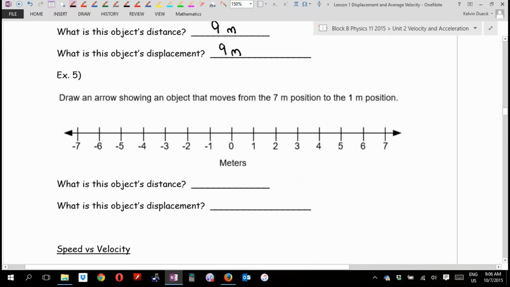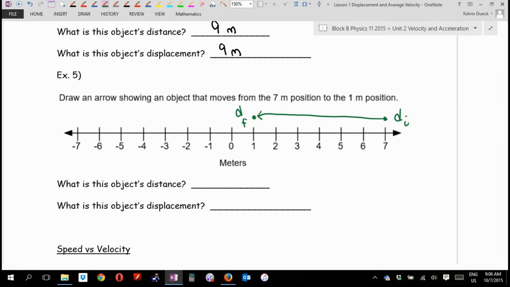Draw an arrow showing an object that moves from the 7-meter position to the 1-meter position. 7-meter position. Here's d initial. 1-meter position. Here's d final. If you want to use a ruler, you can. If you want a freehand, you can. Just try and be as straight as possible.